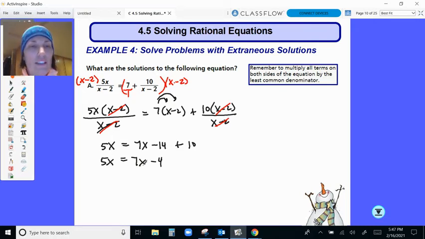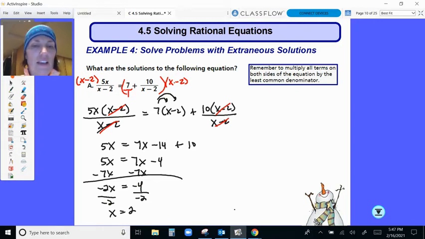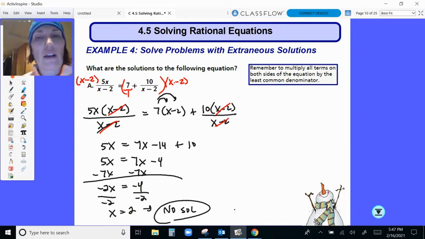So then we're going to take this guy here, subtract 7x. Negative 2x equals negative 4. Divide by negative 2, x equals 2. And again, we have a no solution situation because x cannot be equal to 2. Okay? So watch out for those.